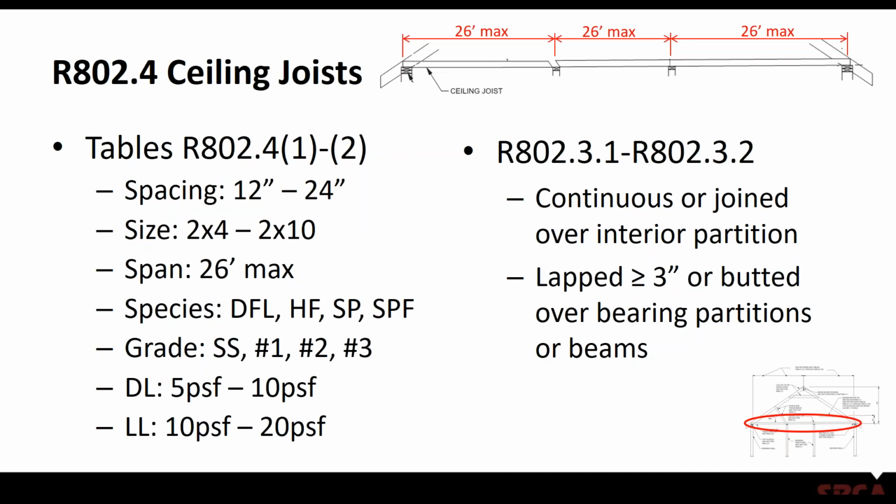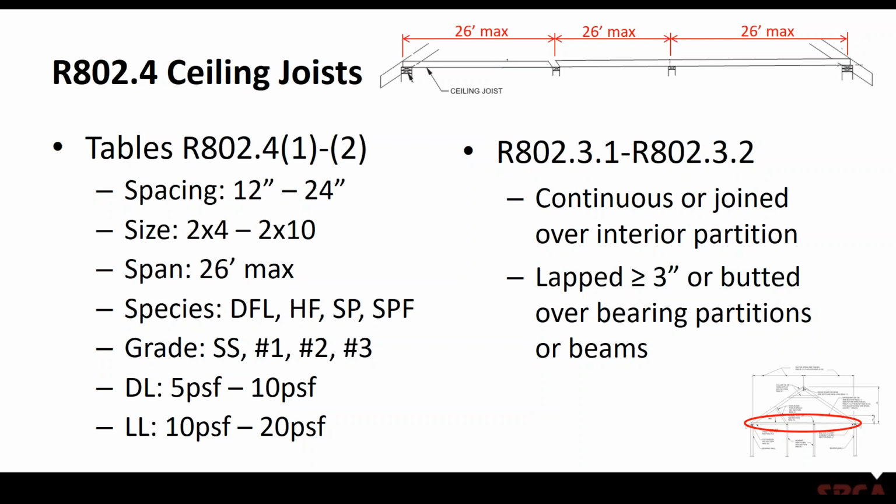Section R802.4 talks about ceiling joist requirements. Again, you size what you need in terms of the species, the on-center spacing, and the size. That's provided in tables R802.4.1 and 2. Maximum spacing is between 12 inches. They provide 12, 16, 19.2, and 24 on center. The size is between, well, 2x4 up to a 2x10. Maximum span that's listed is 26 feet.